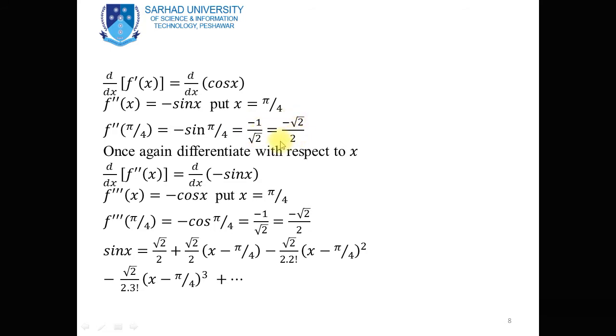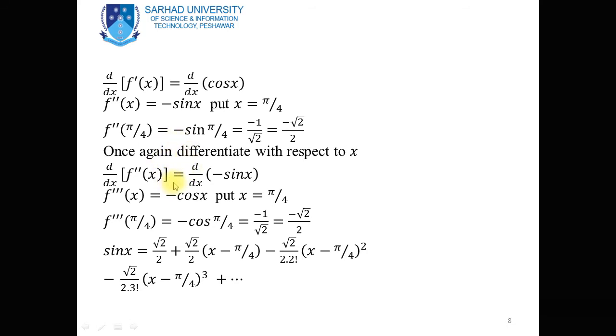Dear students, how is this 1 over root 2 equal to root 2 divided by 2? Multiplying and dividing by root 2, in the denominator we obtain root 2 multiplied by root 2. Root 2 multiplied by root 2 is root 2 whole square, and this is equal to 2.